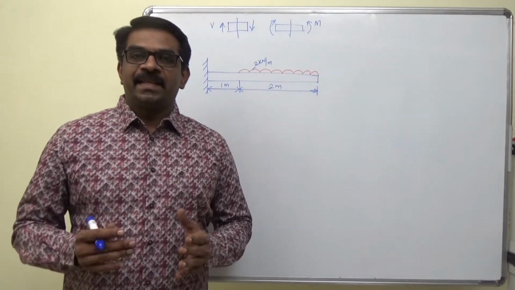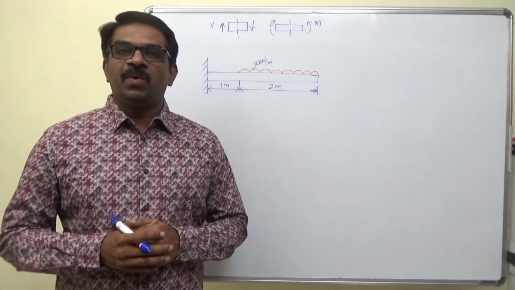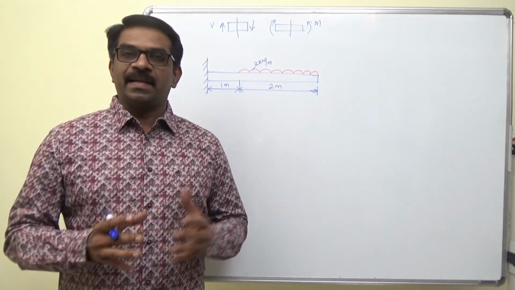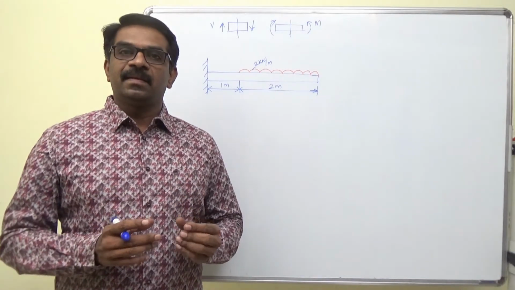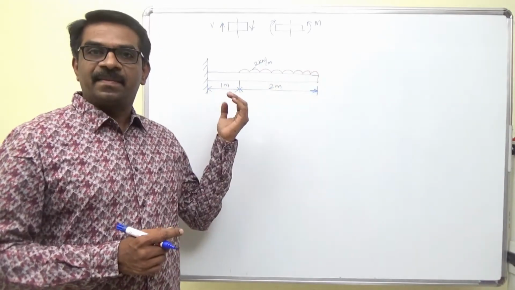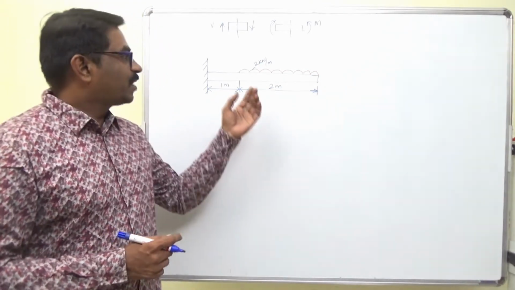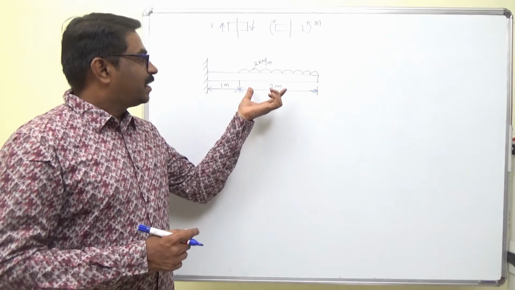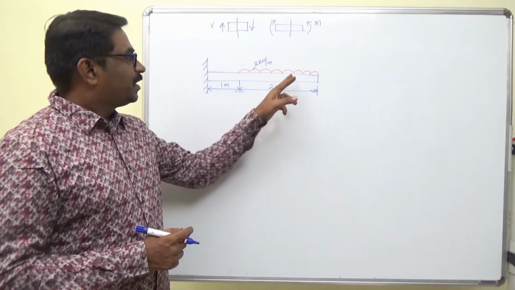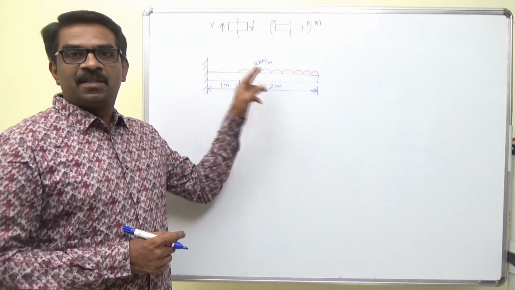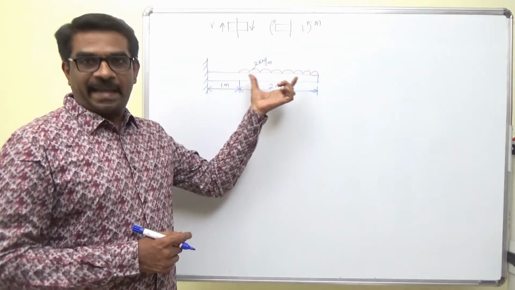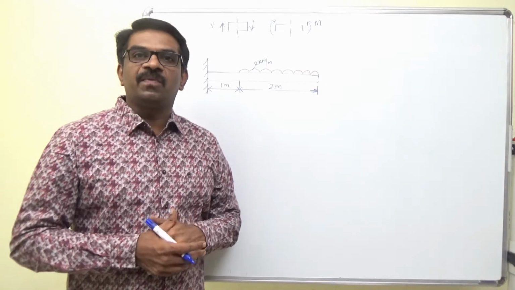Hello friends, in our previous video we solved a problem in cantilever. The cantilever beam was carrying uniformly distributed load throughout its length. In this video we are going to solve this problem where the UDL is not spread throughout the length, but it is spread partly. Now let us solve this problem.